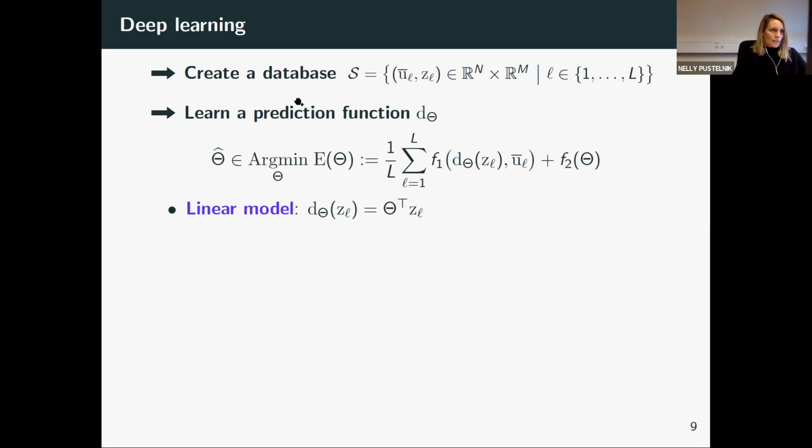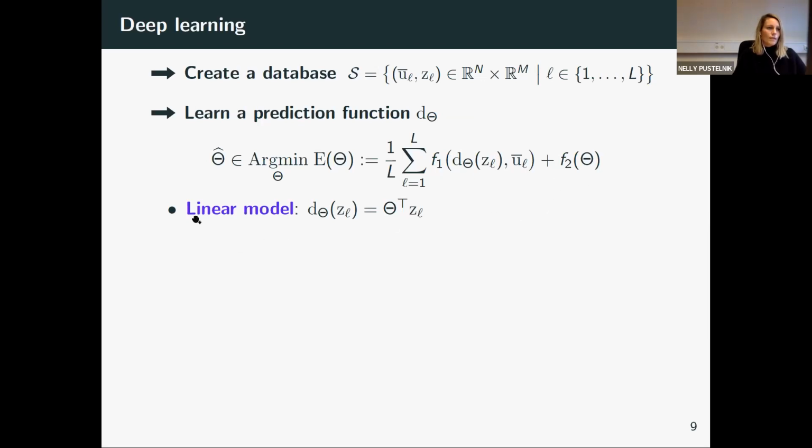So let me introduce some notation in the context of deep learning. We are going to use a database (U_l, Z_l). U_l corresponds to the original data and Z_l to the degraded one. In the deep learning framework, you want to learn a prediction function D_theta. So typically you have D_theta applied on Z_l, and you want to minimize the distance between D_theta(Z_l) and U_l bar, the original image from your database. And you can have some penalization.